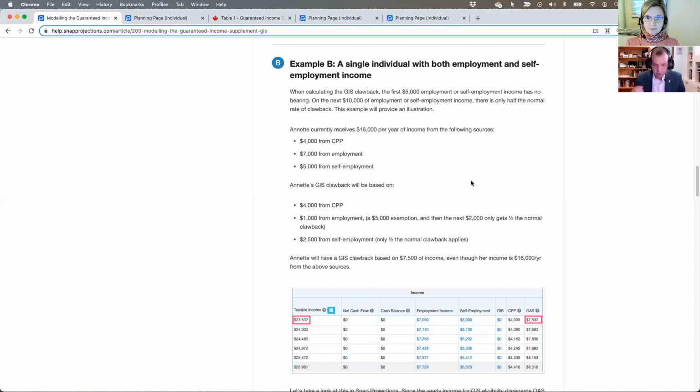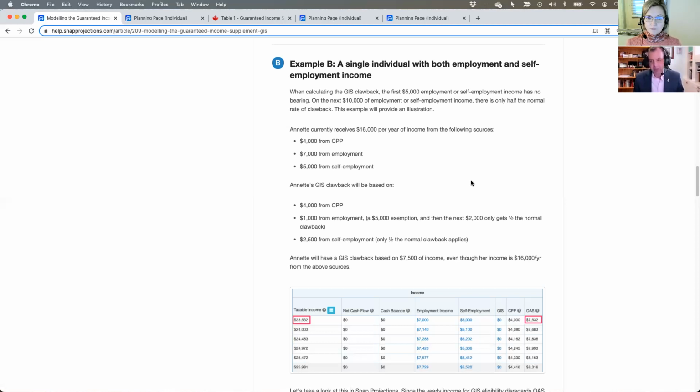So the amount changed from 3,500 to 5,000, and we added self-employment income in here. And they would get bundled together. So if you had $3,000 of employment and $2,000 of self-employment, you hit that $5,000 cap. So that first 5,000, no impact at all on your GIS.